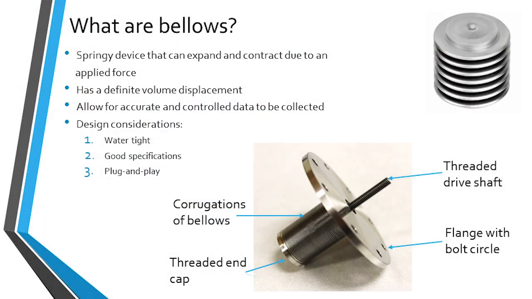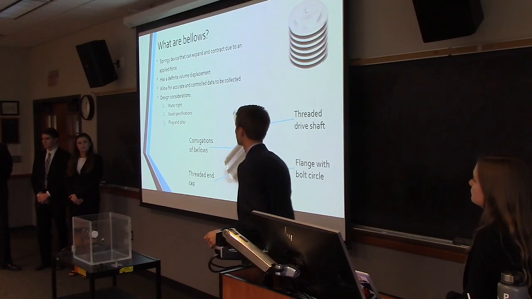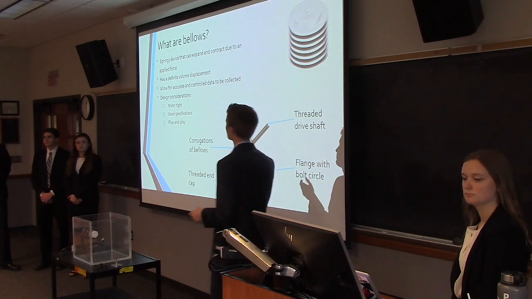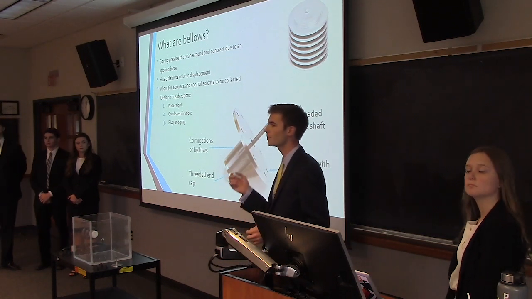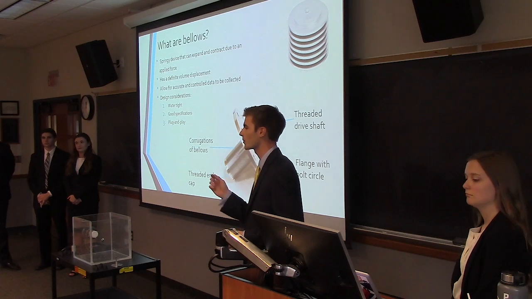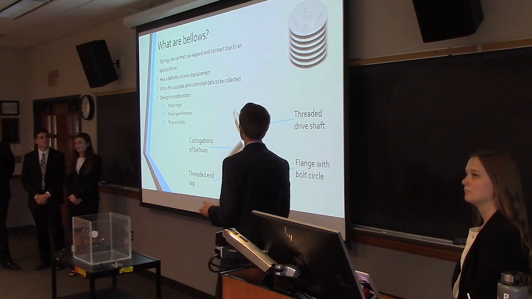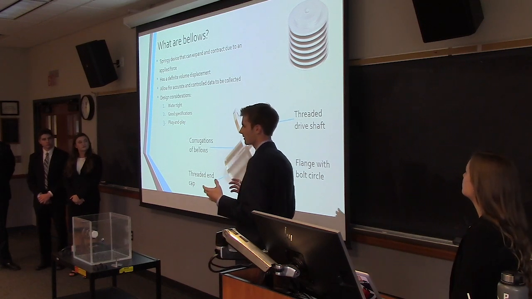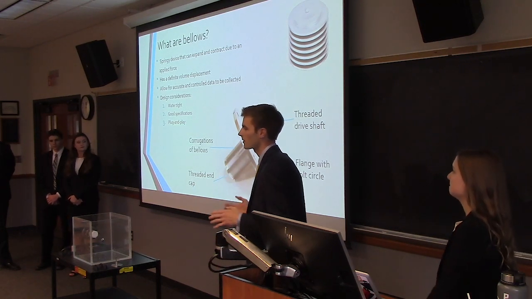Bellows are springy devices that are pretty small, and you actually have them around near you, so you can see them. They're springy devices that expand and contract due to an applied force, and this allows us to pump a very specific and precise volume of water per stroke. And then these also came with 3 important design considerations as we talked to companies.